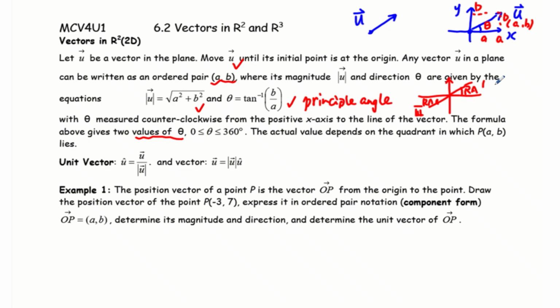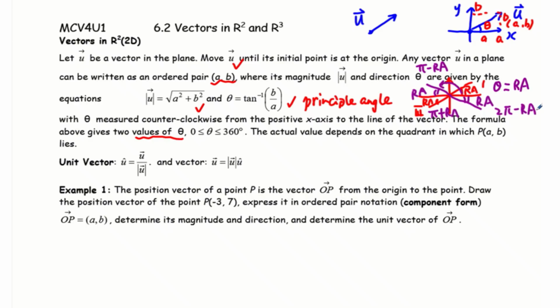For the first quadrant, the angle is just the related acute angle. In the second quadrant, the principal angle is pi minus RA. For the third quadrant, it is pi plus RA. This is our principal angle. And for the fourth quadrant, 2 pi minus RA is our principal angle.